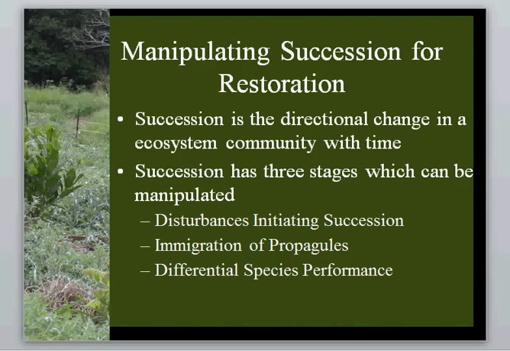You can think of restoration as manipulating these different successional stages to achieve that restored ecosystem with time. So, what is succession? Succession is the directional change in an ecosystem community with time. And we can think of succession as 3 different stages which can be manipulated.